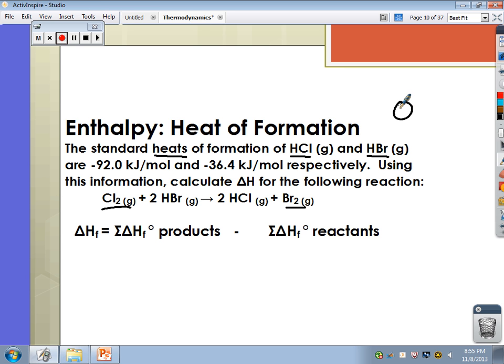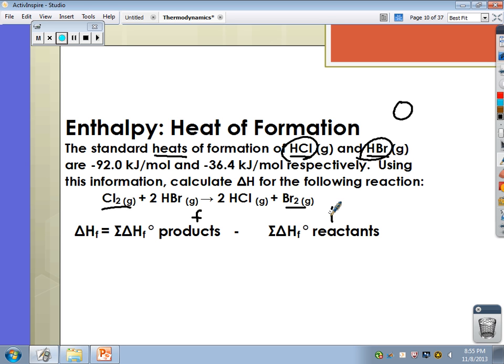Think about it. You don't walk around waiting for people to make oxygen. You breathe it every day. It's already formed. But it took energy to make HCl. It took energy to make HBr. It takes energy to make compounds. So, here we are again. We're doing final minus initial, or products minus reactants.